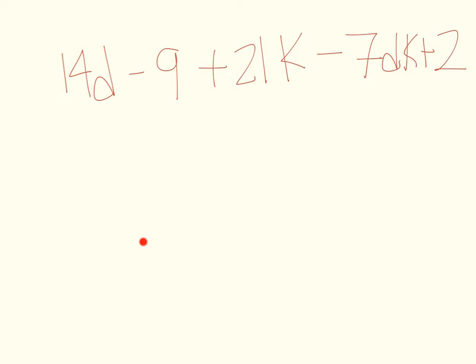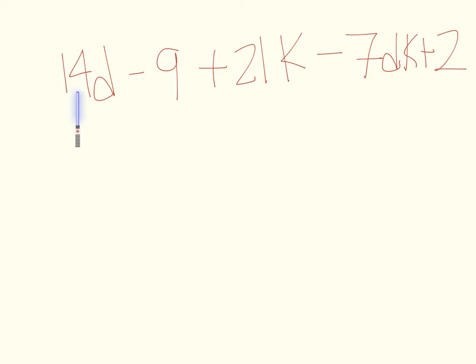Now, I'm not going to tell you what number it is, because to be honest with you, I have no idea what number it is. It's your job to figure it out. All right, so this is 14d minus 9 plus 21k minus 7dk plus 2. Now, there are 1, 2, 3, 4, 5. So there are 5 terms in this expression.